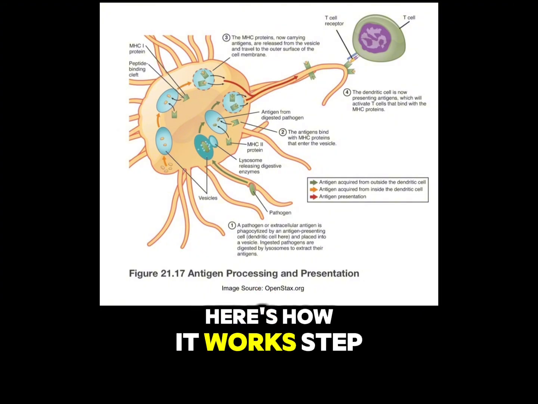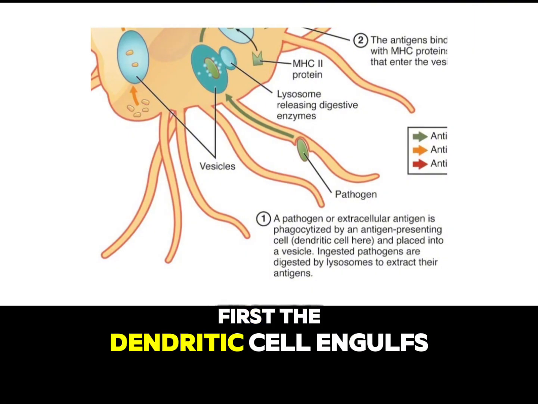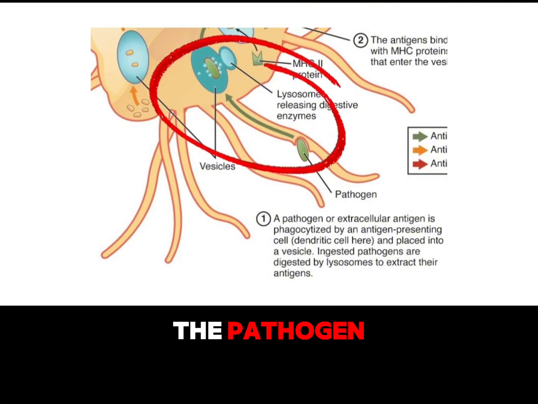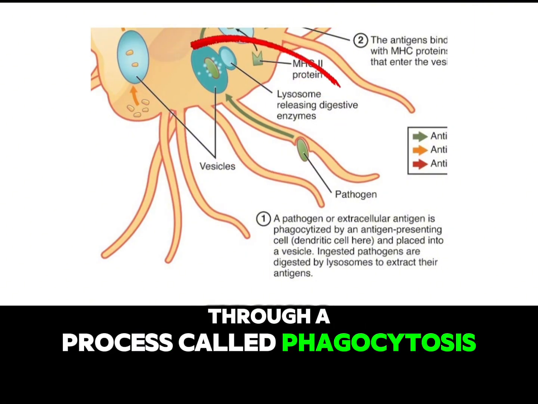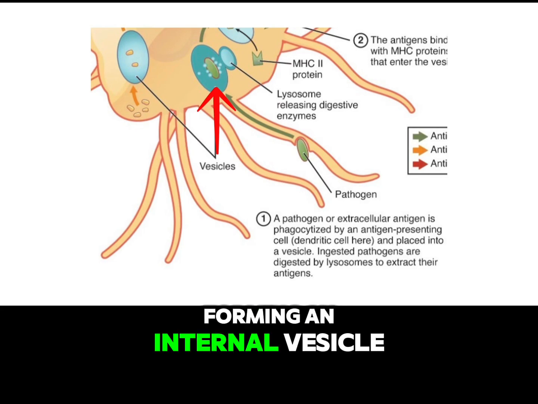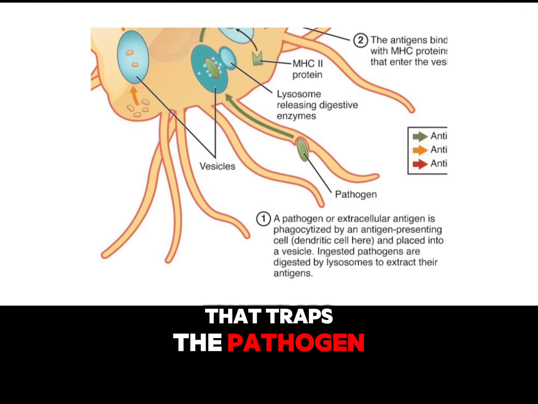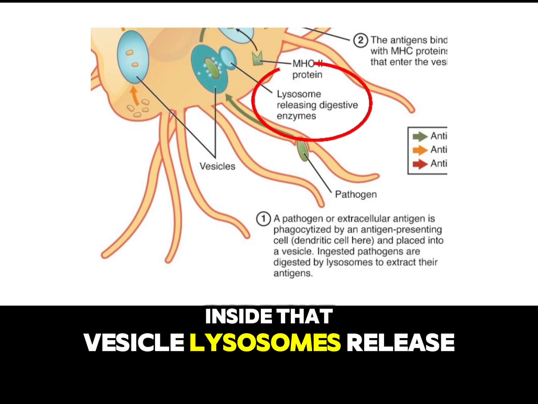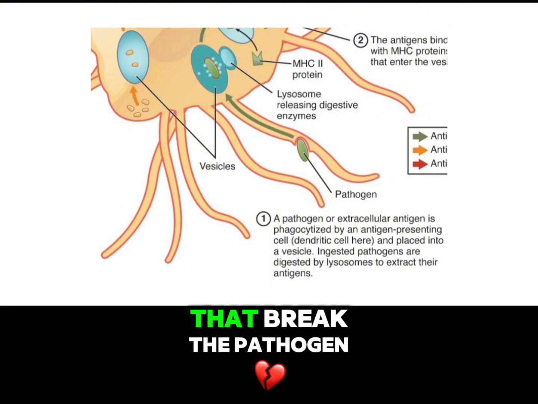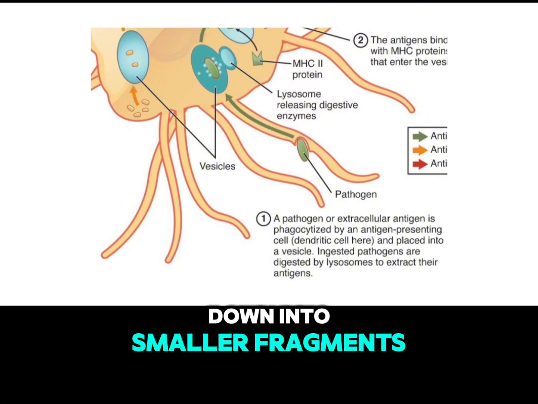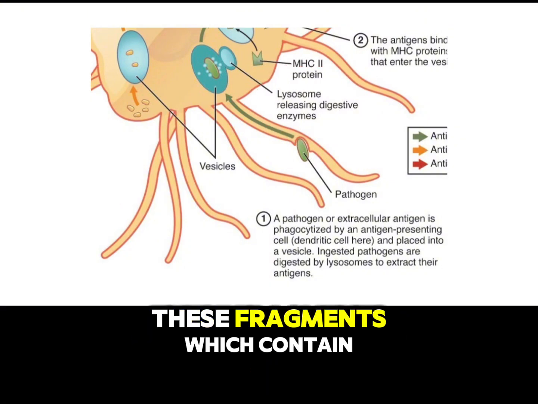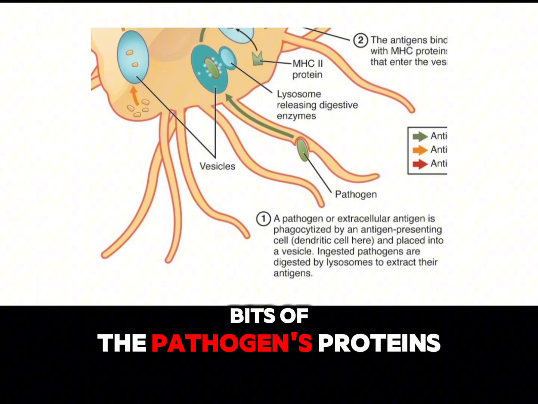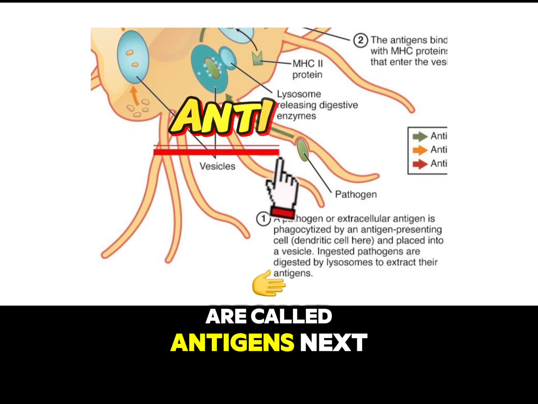Here's how it works step by step. First, the dendritic cell engulfs the pathogen through a process called phagocytosis, forming an internal vesicle that traps the pathogen. Inside that vesicle, lysosomes release digestive enzymes that break the pathogen down into smaller fragments. These fragments, which contain bits of the pathogen's proteins, are called antigens.